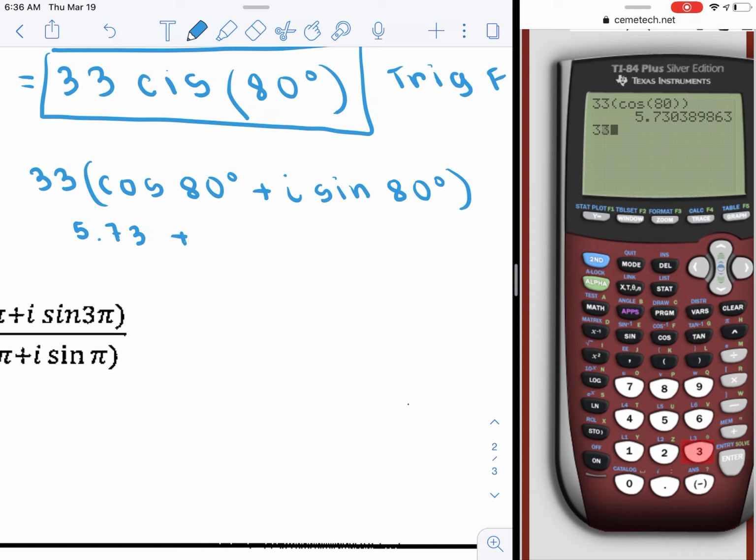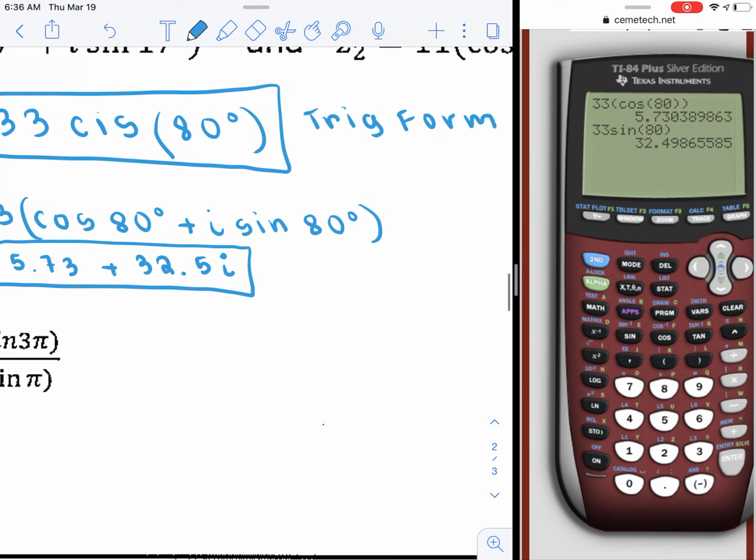Sine 80, and then we're going to get this 32 point, and then if we wanted to round this, we could go 5, and then i. And then that would be your answer in standard form.